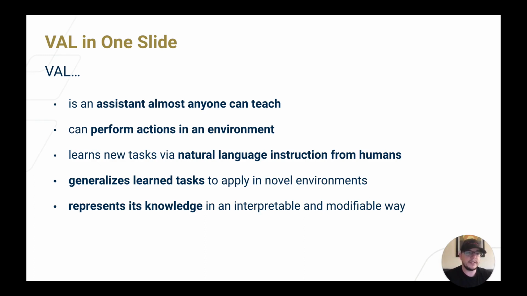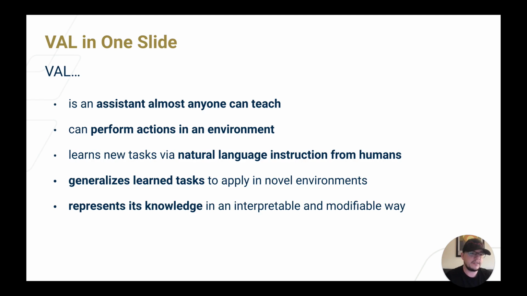Ideally, anyone should be able to teach computers how to do tasks, not just people who can program or train massive ML models. VAL can be wired to primitive actions in an environment, like key presses in video games or mouse movements on a computer, and VAL can then learn complex tasks that use those primitive actions.